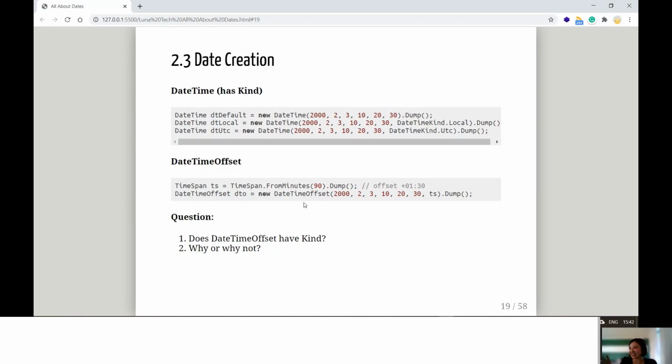Basically, let's think about why datetime has a kind, right? The reason why it has a kind is because we can't tell whether it's a UTC time or local time because it doesn't have the time zone, right? But for datetime offset, it already has that information. So it's either +00 or plus something. So it's very explicit. You don't need another thing called kind to say what it is, if that makes sense.